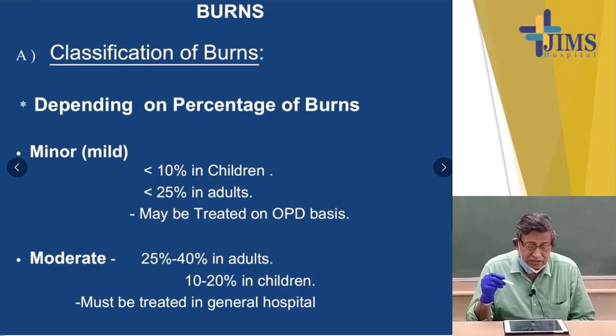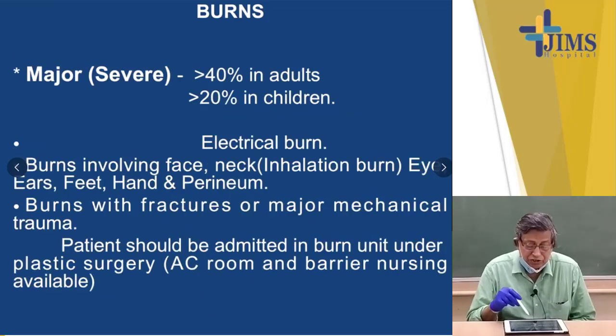Now, classification of burns. This is most important for admission and treatment. Minor depends upon the surface of the burn area. In children less than 10%, I shall come to how to calculate the percentage of burn. Less than 25% may be treated on an OPD basis. Moderate, 25 to 40% in adults and 10 to 20% in children, must be treated in general hospitals. Major means 40% of the surface burn in adults and more than 20% in children.